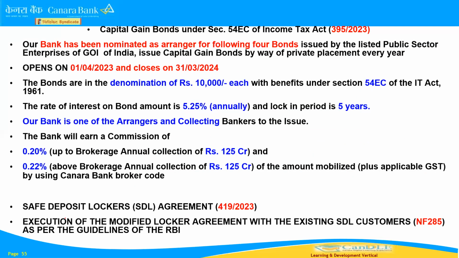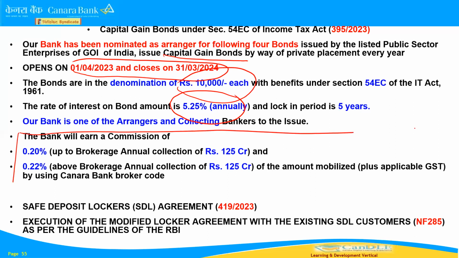Capital gain bonds. Capital gain bonds. The bank has this. We are not issuing. We are the arranger. We will only issue bonds. Whichever customer wants, they can come and take. No need to worry much. But this circular has come, I am just pointing it out. 1/4 to 34/24, this will go. This financial year end, 10,000 each bond can be purchased by these customers, and the interest on the bond is 5.25%. This is capital gain bonds. Okay, the bank will earn commission.